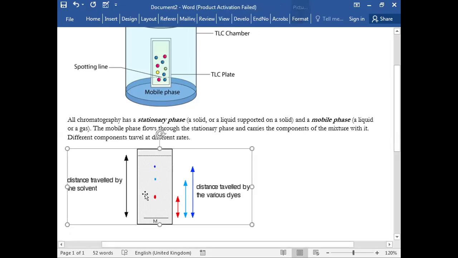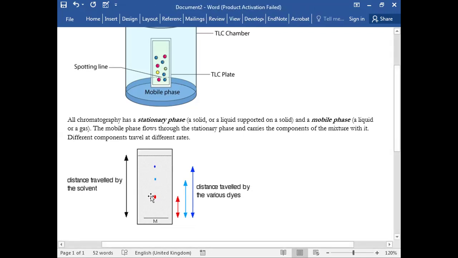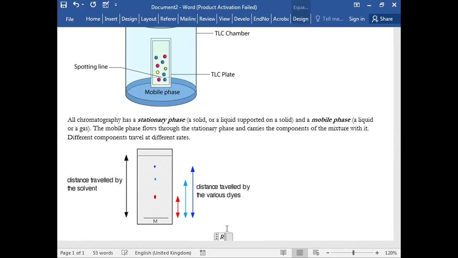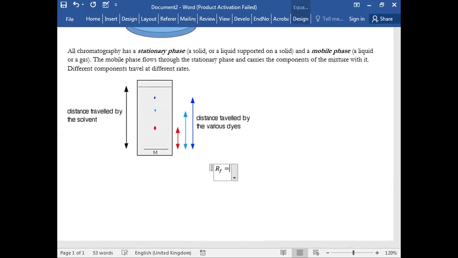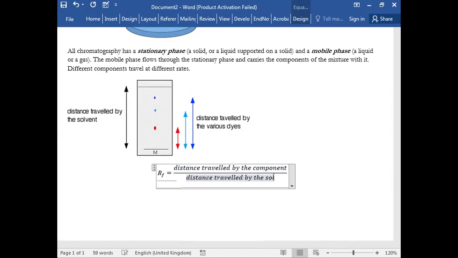These can be dyes or components that we have. This image shows you dyes, but these can be any particular component. Now what is an RF value? An RF value is the distance traveled by the component divided by the distance traveled by the solvent. Is this clear? So obviously, RF value is simply this. It is the distance traveled by the component divided by the distance traveled by the solvent. Obviously it will always come as a decimal.